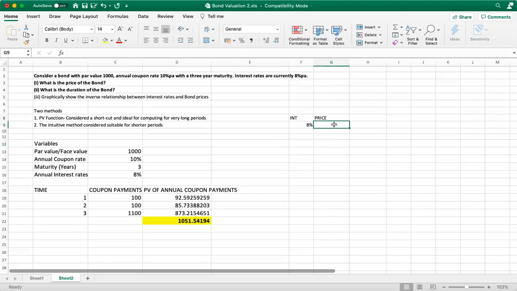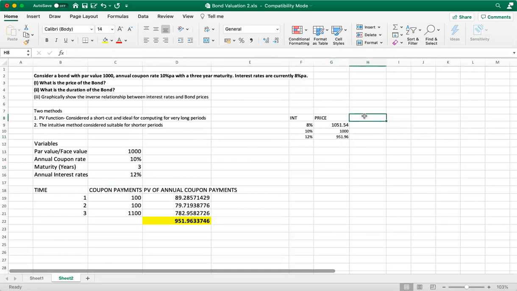So at 8%, our bond price is 1051.54. What if interest rates change from 8 to 10? Let's see, at 10%, the bond price will be 1,000. What if interest rates go up again to 12? So put in 12, and at 12%, the bond price is 951.96.